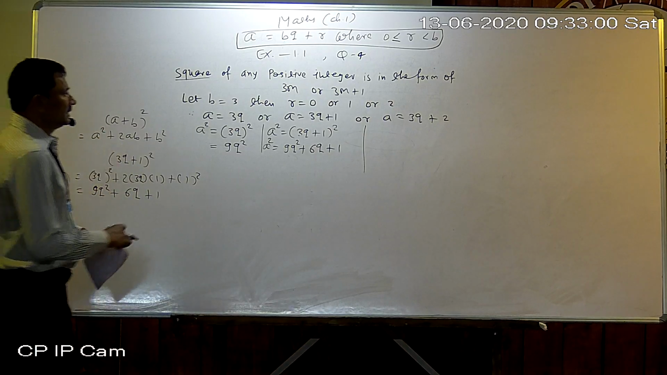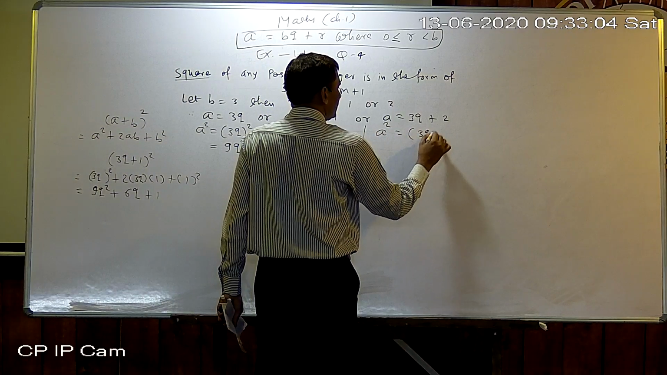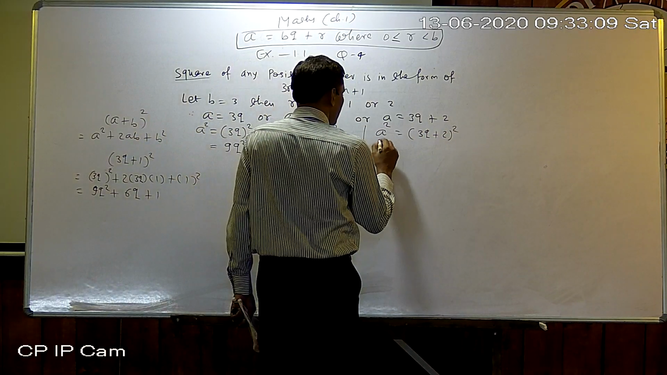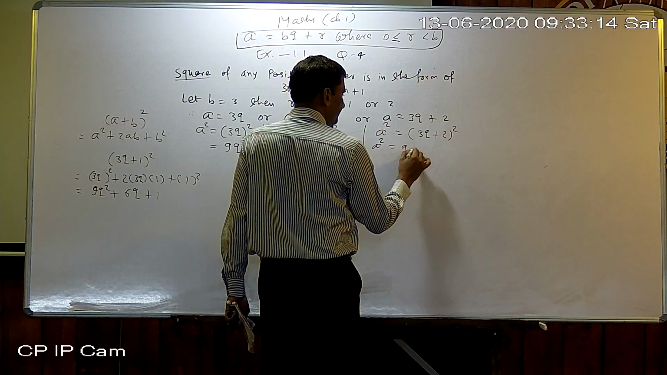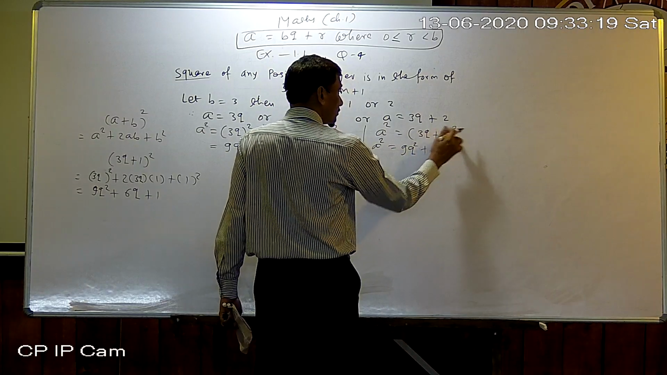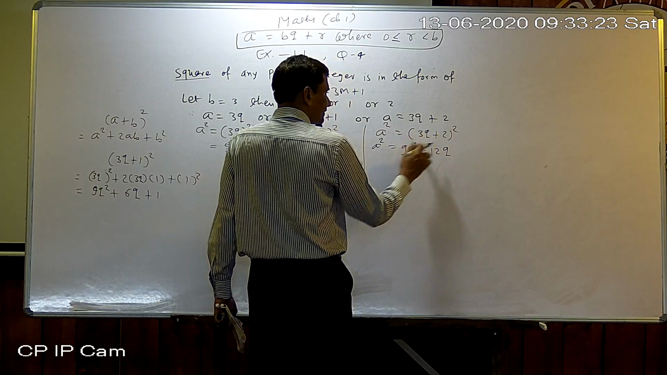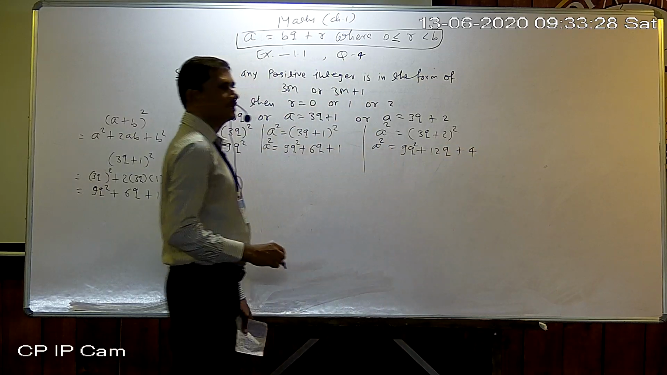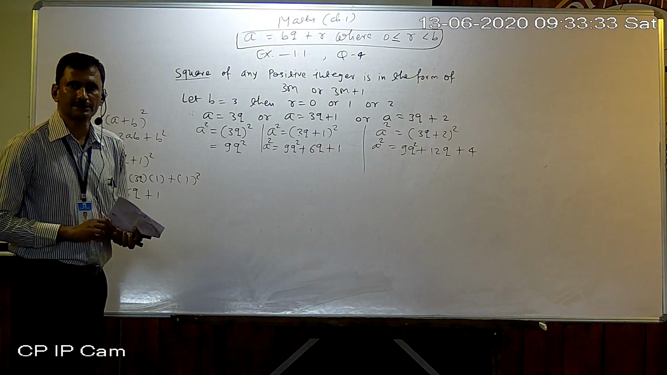Now look here, a square equal to (3q plus 2) square, just like this one. Again, (x plus y) whole square is x square plus 2xy plus y square, meaning first term square, 2 into first into second, plus second square. 2 threes are 6, 2 sixes are 12q. So we already made the square of all 3 expressions.